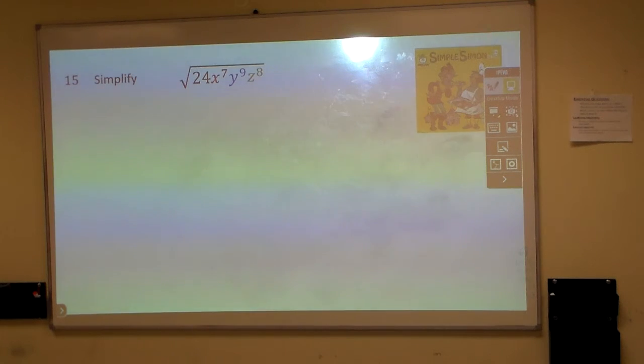Okay, and our last ones. Notice this one's going to be a bit trickier. We got a square root. This is a square root. All these are square roots. But notice they're not going to go in evenly. Like, I cannot take the square root of 24. I mean, I could get a decimal of 4 point something. That's not what we're looking for.